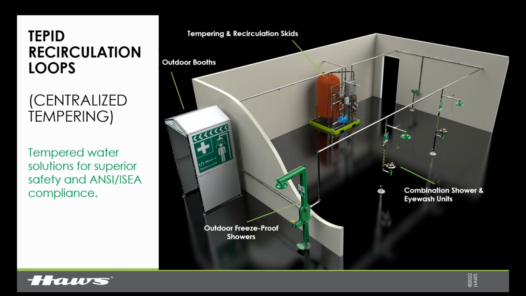This is what a recirculation loop looks like. You'd have your centralized skid feeding a variety of emergency equipment throughout your facility. This would be constantly circulating tepid, heated water, so it is always currently available at all of the equipment in your facility, and upon activation, you would be good to go and compliant.